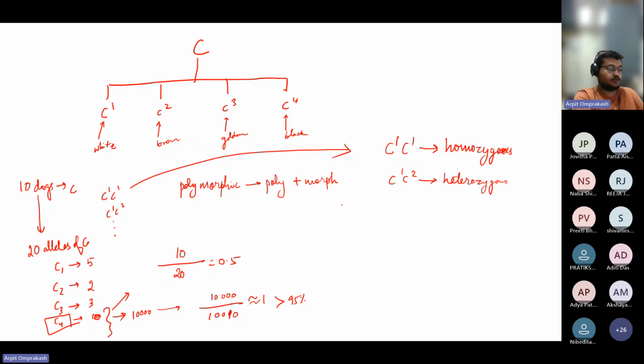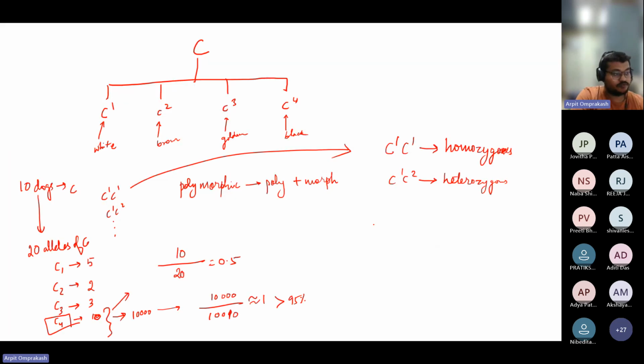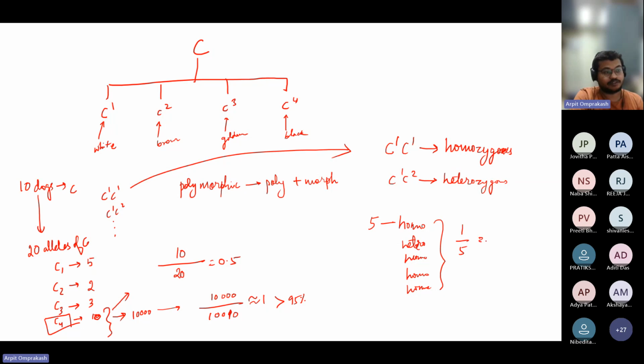Right. Now, what heterozygosity is, it is the proportion or percentage of genes at which the average individual is heterozygous. So let's say we have one individual, one dog, and let's say, for simplicity, it has 5 genes, 1, 2, 3, 4, 5. The first one is homozygous, the second one is heterozygous, the third one is homozygous, the fourth one is homozygous, and the last one is also homozygous. So what this means is 1 out of the 5 genes is heterozygous.